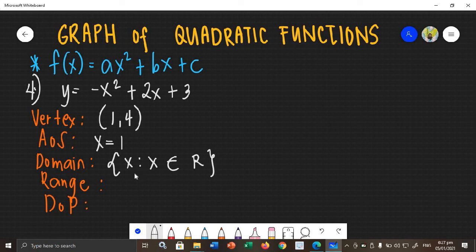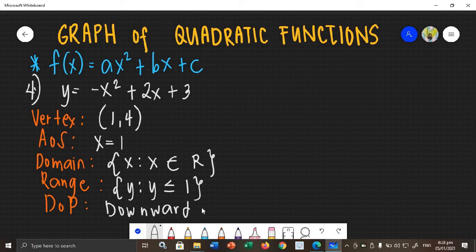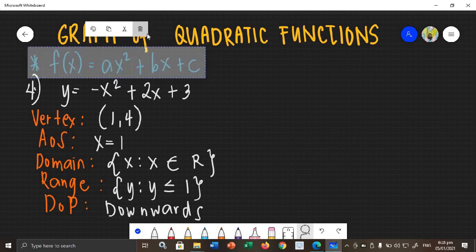Range is according to, again, the sign of the coefficient of the quadratic term. So, in this case, we have negative. So, a is less than 0. So, therefore, the range is y is the set of all real numbers such that y is less than or equal to the value of your k, which is 4. No? And then, the direction of the parabola is downwards because the sign of the coefficient of the quadratic term is negative. So these are the values that you need to get, no? And you need to write that below the graph.